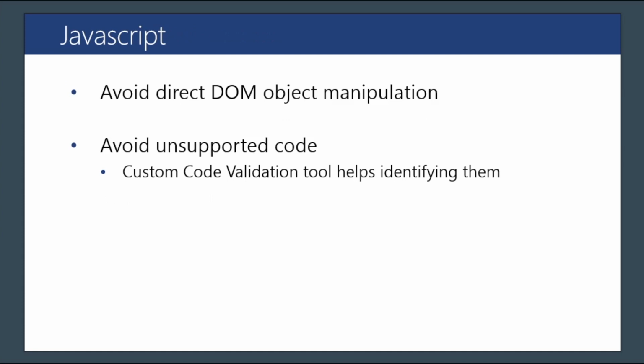With JavaScript itself, we do not support end user manipulation of the DOM directly. The primary reason for this is that we've provided a lot of context information and objects for you to interact with the form. If you go directly into the DOM and make modifications, those are things that may change underneath you in the future. It's not upgradable, so that's why it's not supported. And then, of course, there are some other types of JavaScript coding that are unsupported. We provide a custom code validation tool that can help you in identifying some of those unsupported actions within the code.